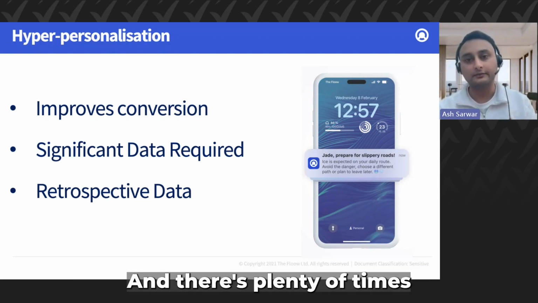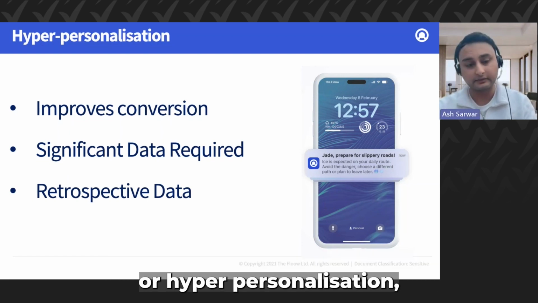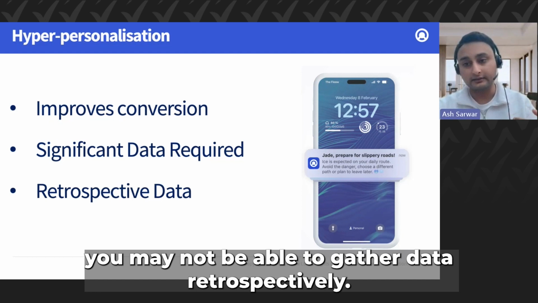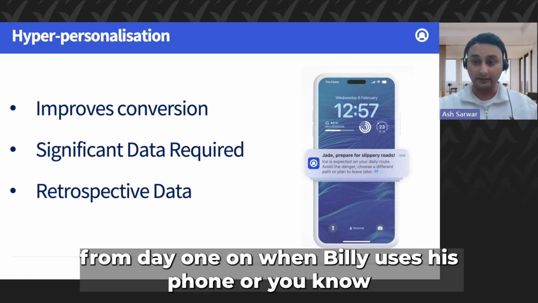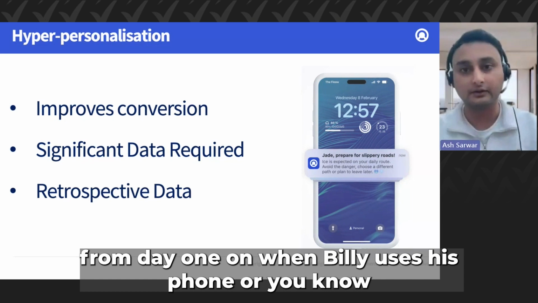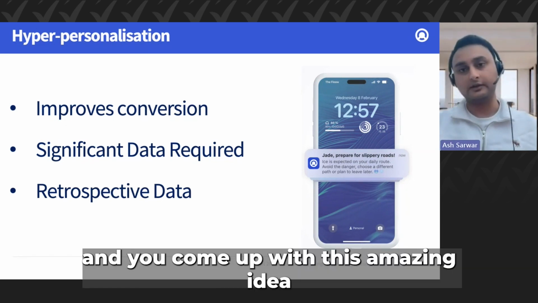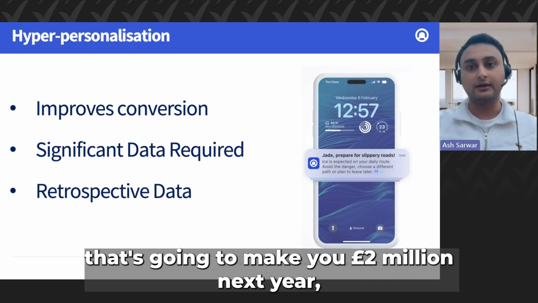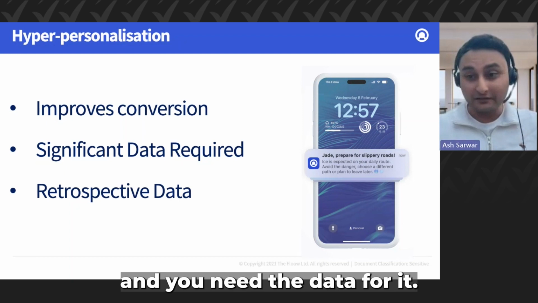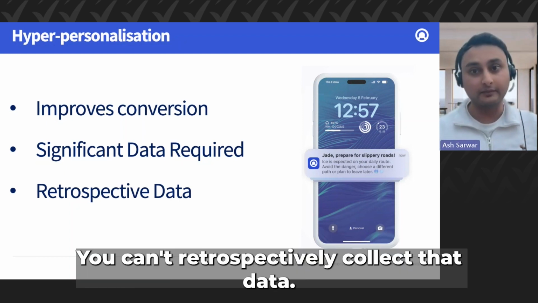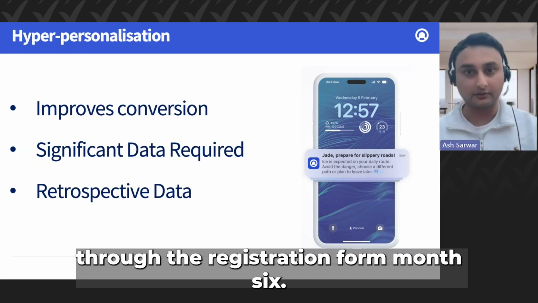Retrospective data. I've just put a bullet point in there, but that's actually a problem. There are plenty of times, in personalization terms or hyper-personalization, where you may not be able to gather data retrospectively. If you don't start gathering that data from day one, when Billy uses his phone, what the first name for that user is at the point of registration, and you come up with this amazing idea that's going to make you £2 million next year, 6 months down the line, and you need the data for it, you can't retrospectively collect that data. And if you're not going to send the user through the registration form at month 6, you can't collect it.